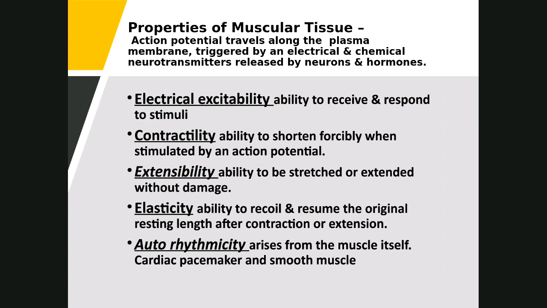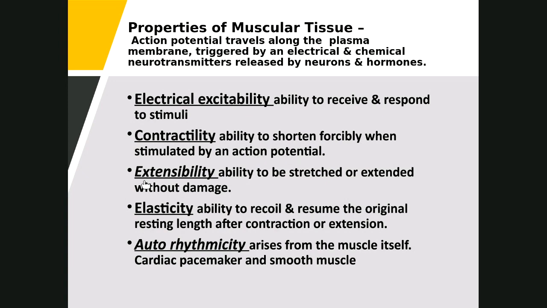So the properties of muscle tissue include electrical excitability. That means that it has the ability to respond if stimulated. Contractility means it has the ability to shorten once it's stimulated by an action potential.